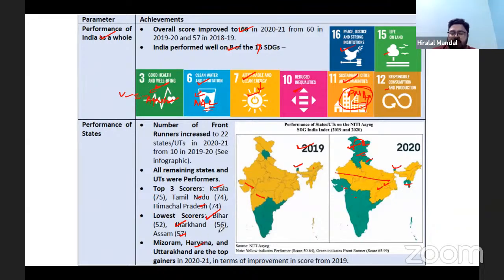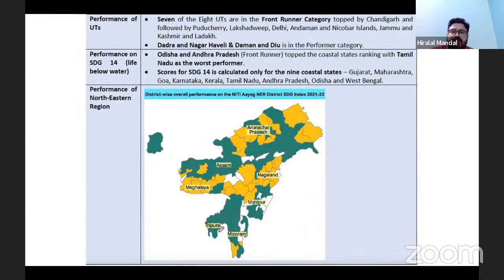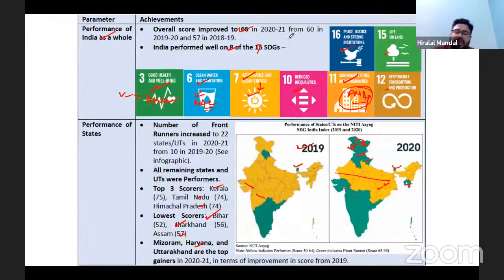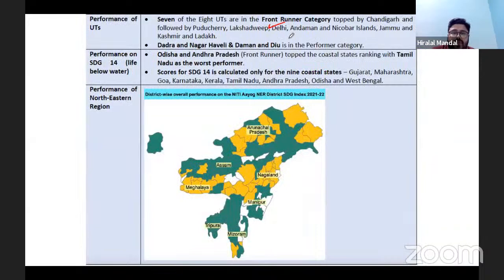Some performance of the state. Union territories, of course, are in the front runner categories. Most importantly, the performance of Jammu and Kashmir and Ladakh has gone up very much, since it is directly regulated or directly controlled by the Union Home Ministry. You can see the performance has gone up, so that they are aligned with the central government's status. Okay, so this is about the union territories.